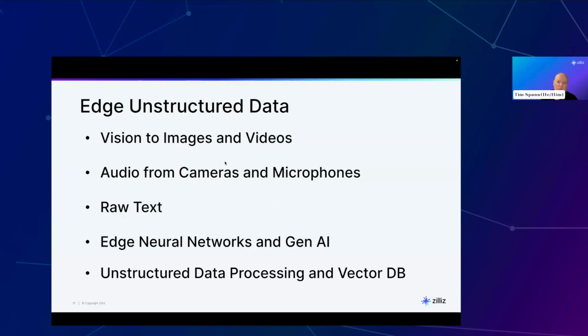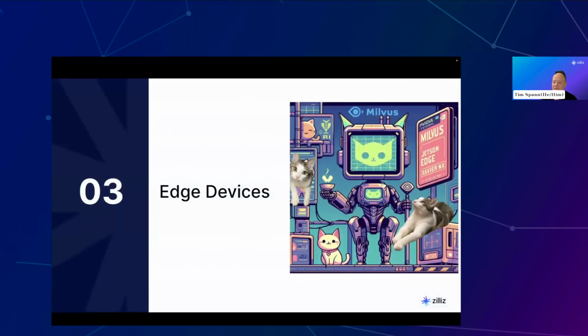Obviously, really important unstructured data is in the real world, and what's in the real world? These devices. So vision, getting images and videos, getting audio from all the cameras and microphones, getting raw text. It could be spoken. It could be captured from different input devices, local things going on, or even produced by the local model. Again, having those neural networks, all of that right there at the edge, pretty powerful, pretty important.